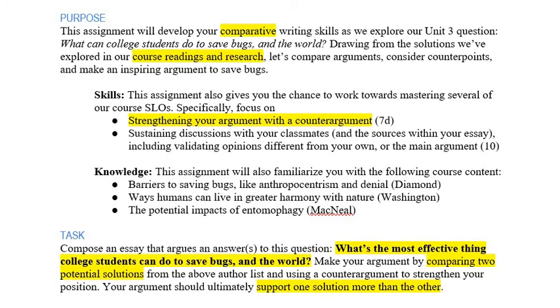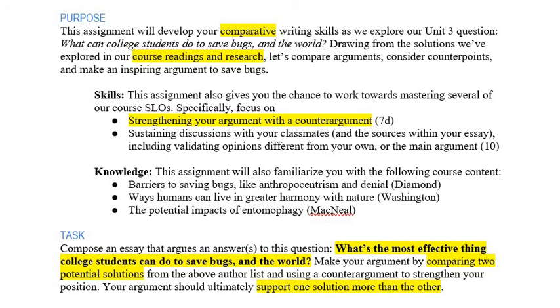Alright, so here, this is kind of what the document looks like after I would use highlighting to annotate the document. I've highlighted all areas where I think I can see the overarching question, I can see those keywords in that style. So in the purpose, we can see I've highlighted and emphasized the word comparative, and also course readings and research. From this, I already know straight away that for this assignment, the style is going to be comparative, and in terms of course readings and research, that gives me the hint that I will be needing to use sources from class and research from class to support my argument. In the skills section here, I've emphasized strengthening your argument with a counter-argument.